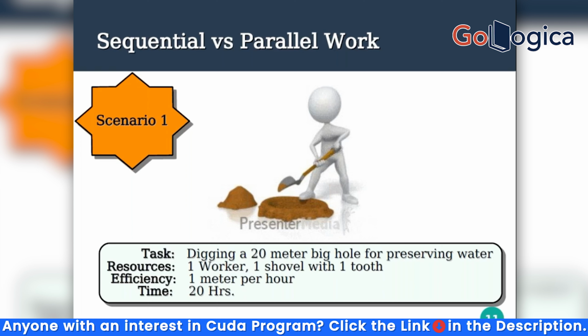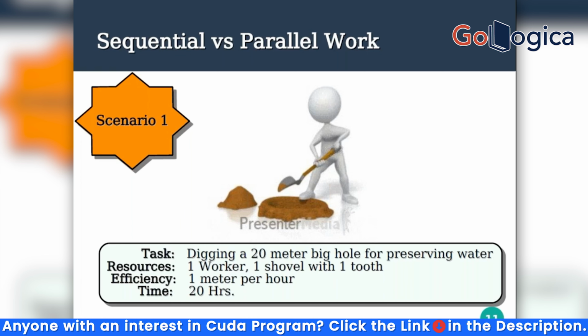So a simple shovel is in his or her hand, and let's assume that the efficiency of this particular worker is 1 meter per hour. That means the person can dig a hole with an efficiency of 1 meter per hour. Now, for this task of digging a 20-meter hole, it requires 20 hours. Pretty much straightforward. So efficiency is 1 meter per hour. This is your real life scenario.